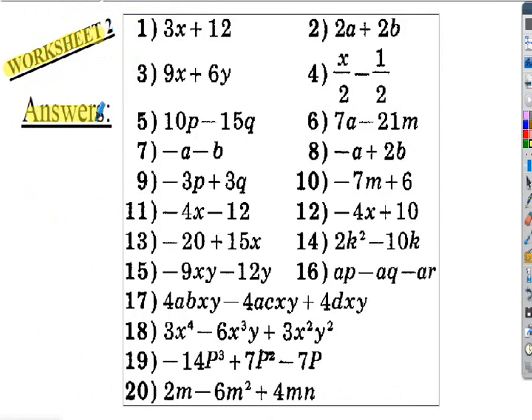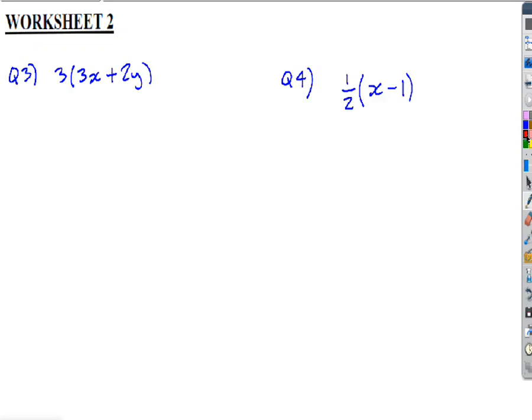Worksheet 2, answers, question 1 through to question 20. I'm going to work through a few selected questions on the following slide for your reference. I'm just going to work through a few questions for you. So question 3, we have 3 multiplied by the 3x plus 2y inside the bracket. So again, we're going to expand the bracket here. So expanding the bracket, 3 multiplied by 3x is 9x. And then 3 multiplied by the 2y is plus 6y.